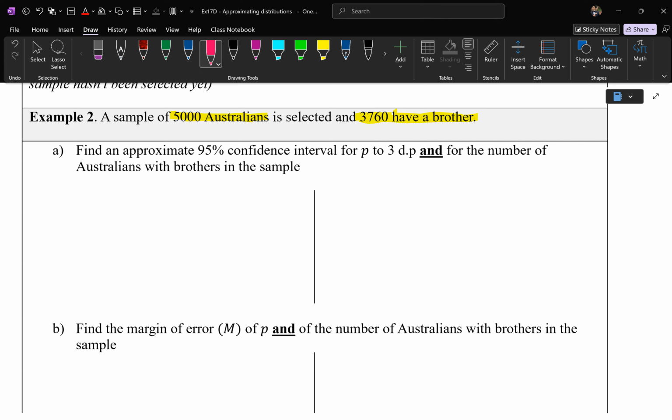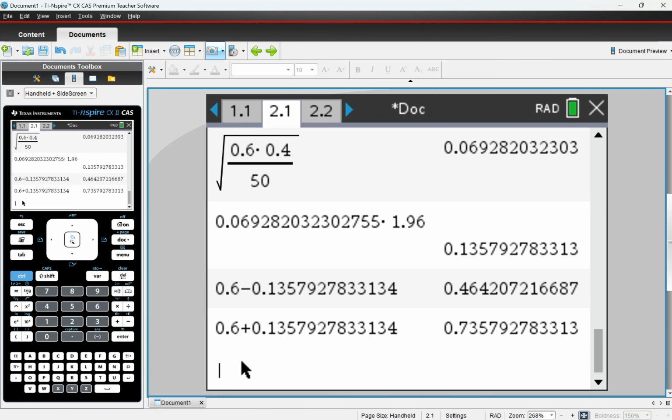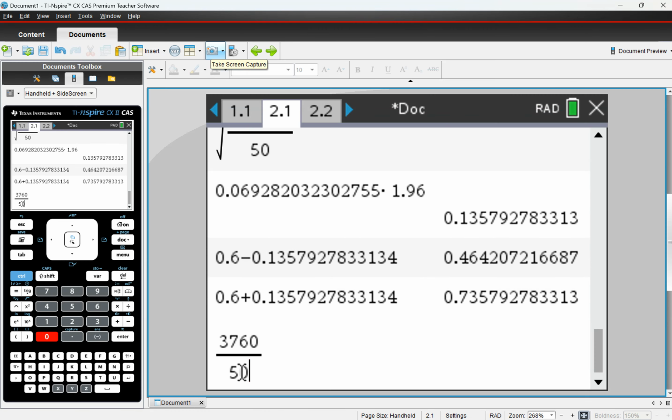Now, what does that mean? What does that tell you already? What's the 3,760? Sample proportion. So the sample proportion is 3,760 over 5,000. That's approximately, what is that? 3,760 over 5,000 is 0.752.